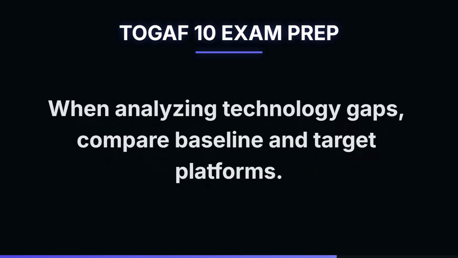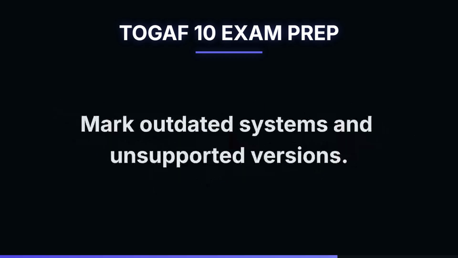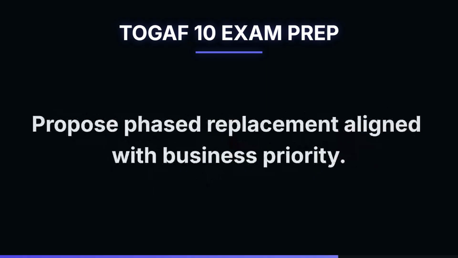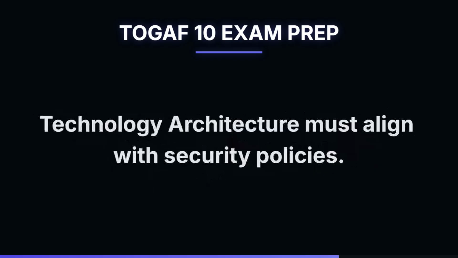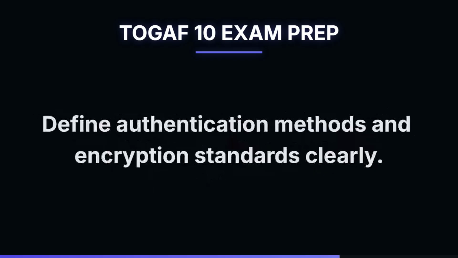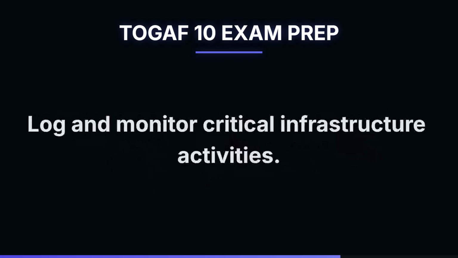When analyzing technology gaps, compare baseline and target platforms. Mark outdated systems and unsupported versions. Propose phased replacement aligned with business priority. Technology architecture must align with security policies. Define authentication methods and encryption standards clearly. Log and monitor critical infrastructure activities.